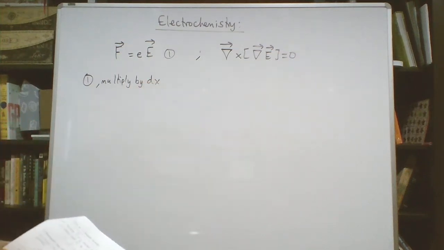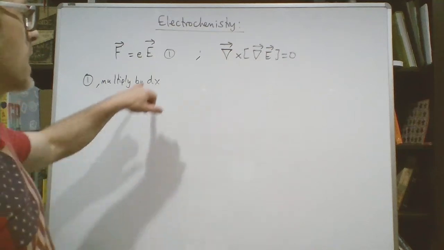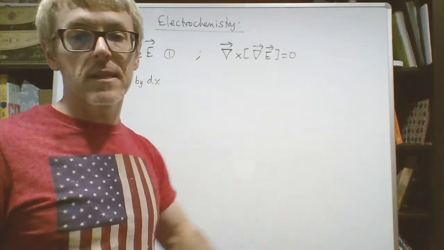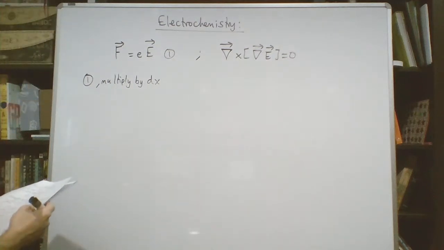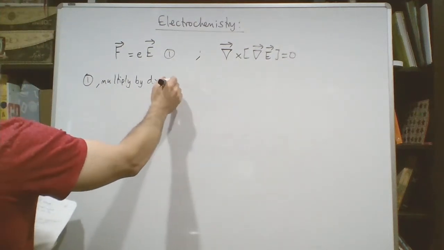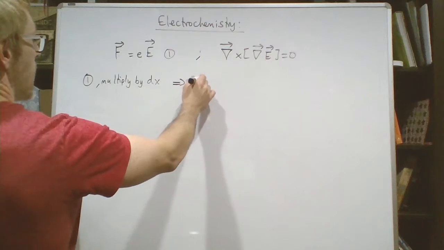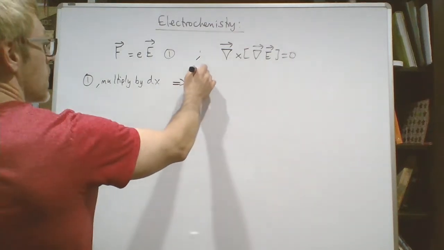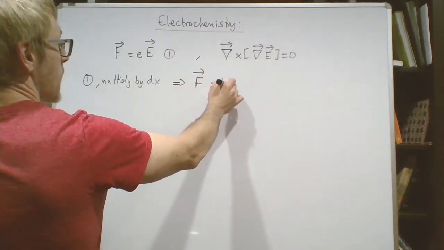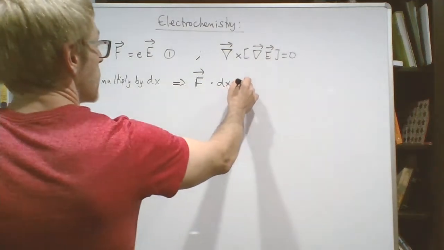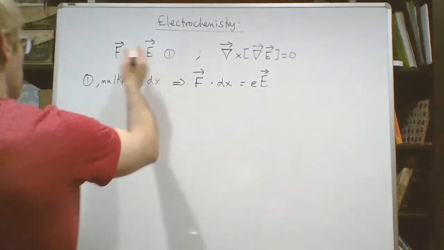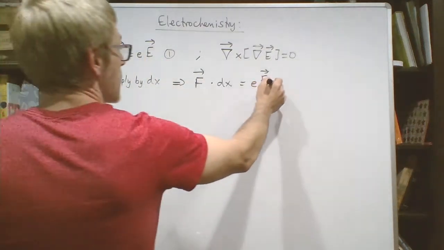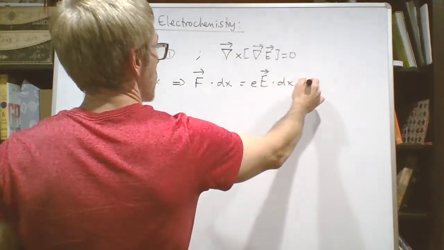Where d just means difference and x is position in the x-axis. So we're going to look for a change in the x-axis. So we've got F dx equals E arrow dx. We'll call that equation 2.